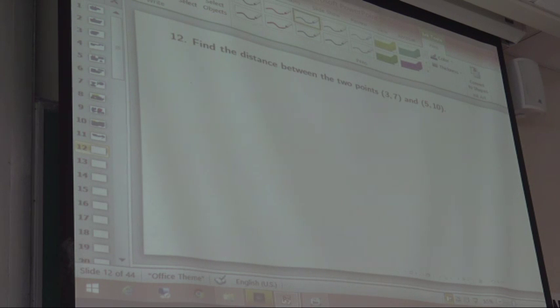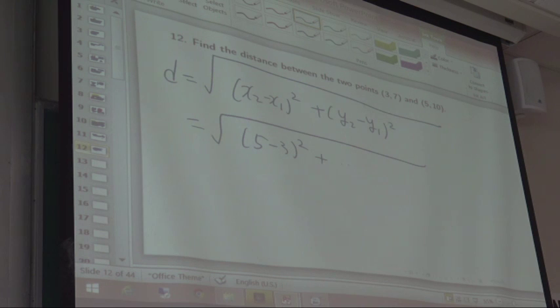Now we're going to find the distance. The distance is the square root of x2 minus x1 squared plus y2 minus y1 squared, which is the square root of 5 minus 3 squared plus 10 minus 7 squared. And if we do that, this is the square root of 13. So that is the distance.